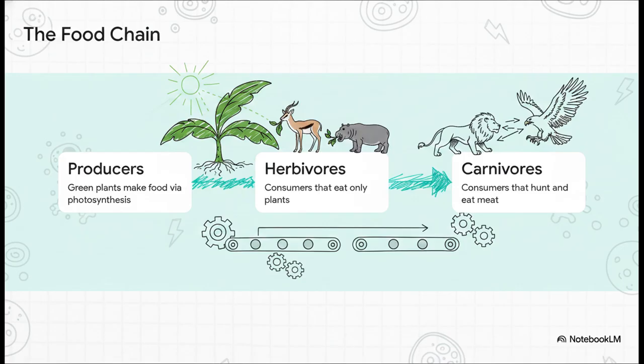To really understand why losing even just a single species is such a big deal, think of the food chain like a dynamic, high-stakes production line. You have producers, green plants that capture solar energy to literally manufacture their own food through photosynthesis. Then come the herbivores, the consumers that process and eat those plants. And finally, the carnivores, which hunt and eat the meat. If you wipe out any single stage of this processing line, the entire ecosystem's engine just completely stalls out.